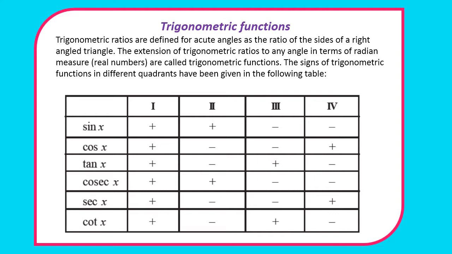Now in fact, if you look at the columns very carefully, in the first quadrant all the trigonometric ratios are positive. But in the second quadrant only sine and cosec are positive. In the third quadrant we have tan and cot positive, and in the fourth quadrant we have cos and sec positive. So remember this: in the first all are positive, in the second sine and cosec are positive, in third tan and cot are positive, and in the fourth quadrant cos and sec will be positive.